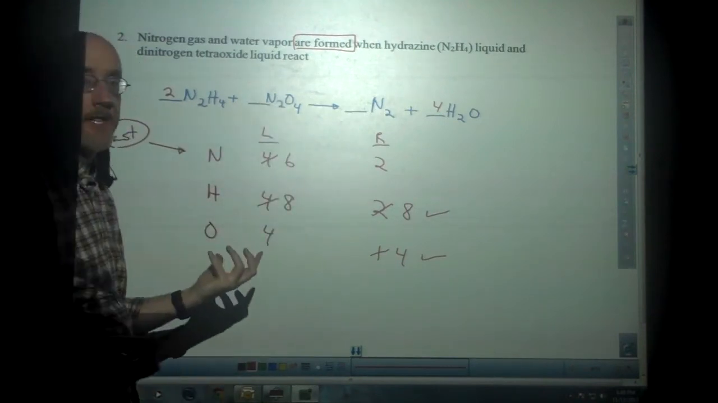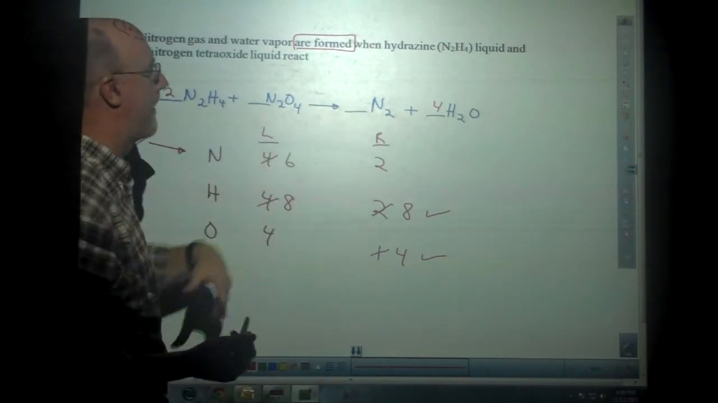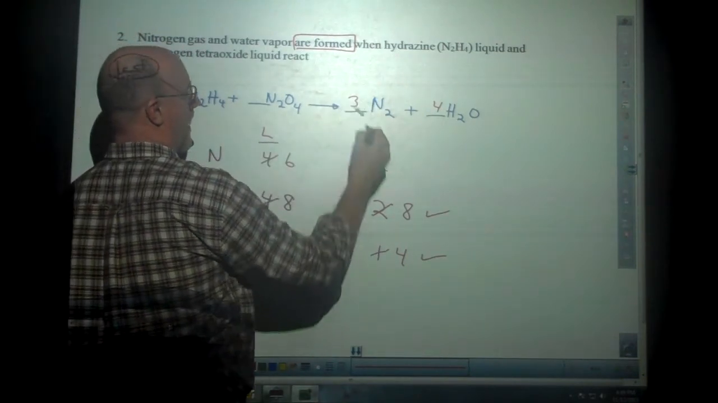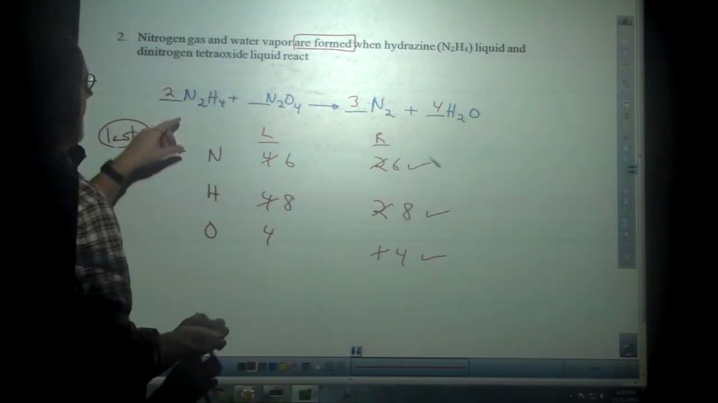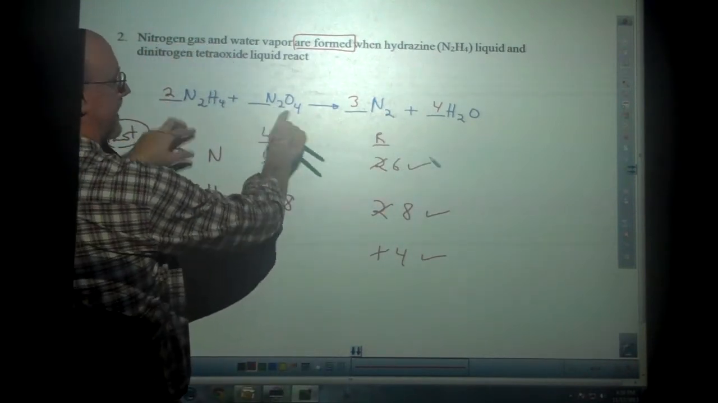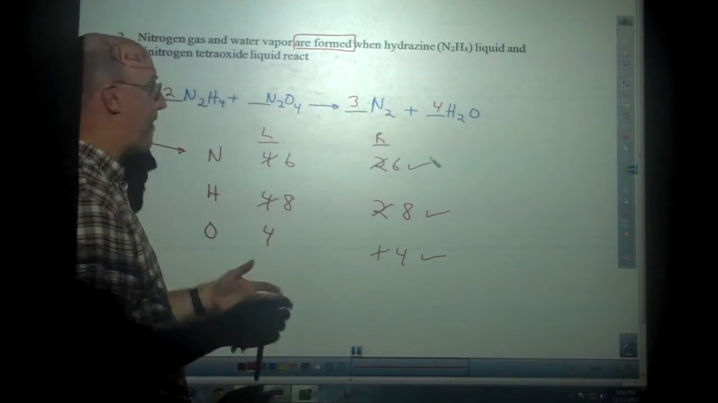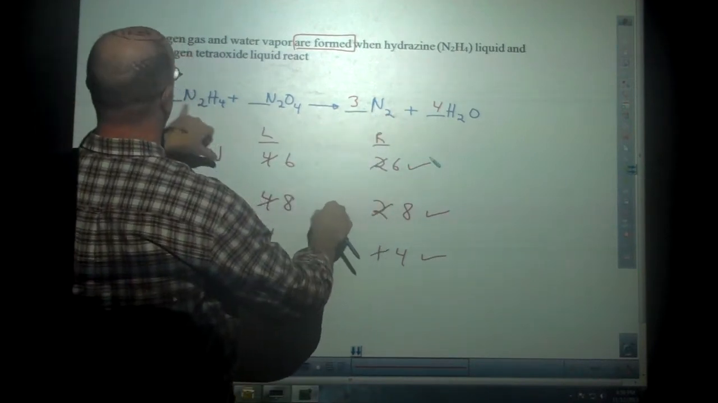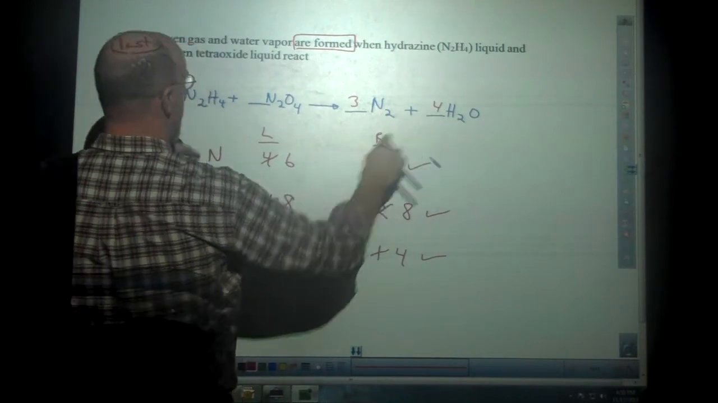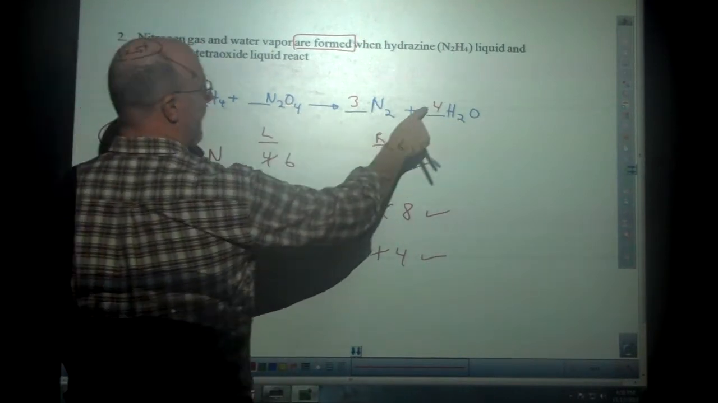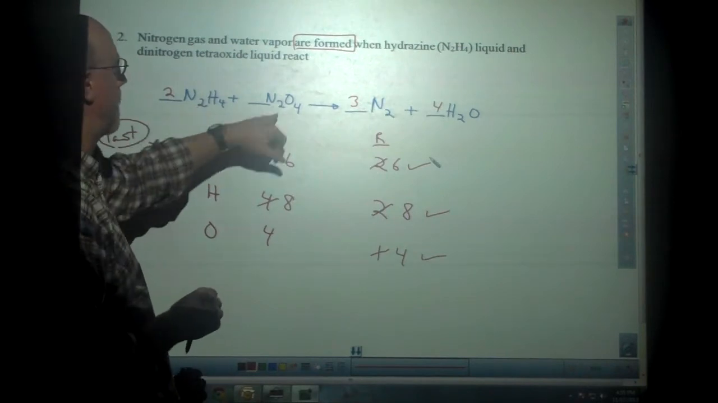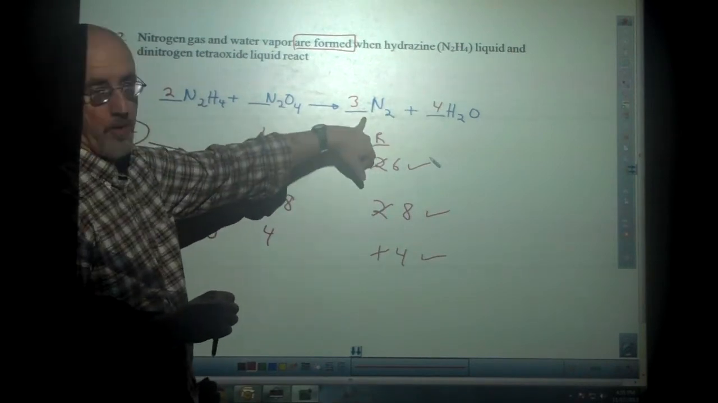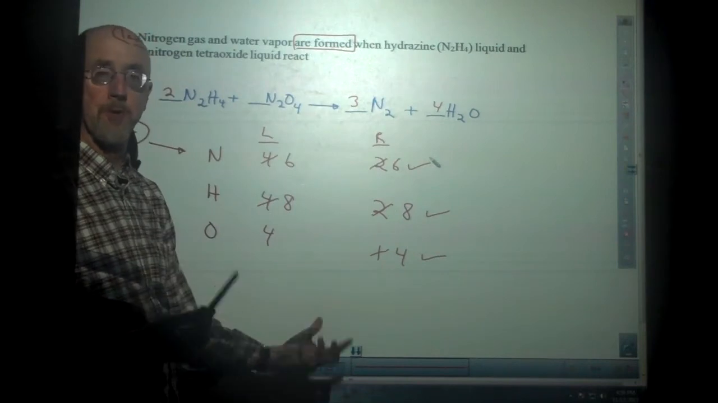And now the beauty of finishing with nitrogen: put anything I want there, it affects nothing else. Put a 3 there, it gives me 6 nitrogens. 2 times 2 is 4, plus 2 is 6. 3 times 2 is 6, yep. 4 hydrogens, times 2 is 8. 4 times 2 is 8, yep. And then 4 oxygens, 4 oxygens. So there's your balanced reaction: 2 N2H4s react with an N2O4 to form 3 N2s and 4 H2Os. Okay?